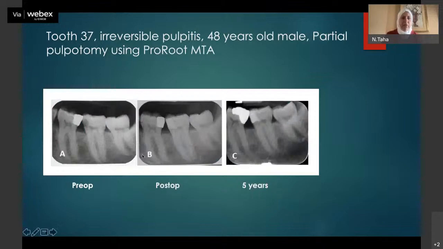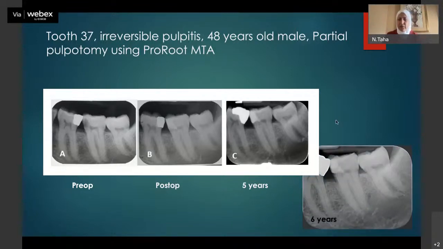This is a tooth with irreversible pulpitis. It was among our study. 48-year-old male, partial pulpotomy in the lower left 7, and this is the 5 years follow-up. Tooth is still responsive to cold test, asymptomatic, good integrity of the coronal resin composite restoration.